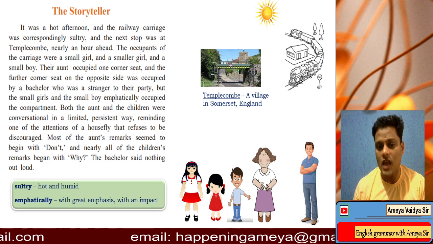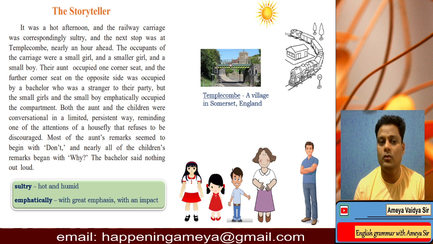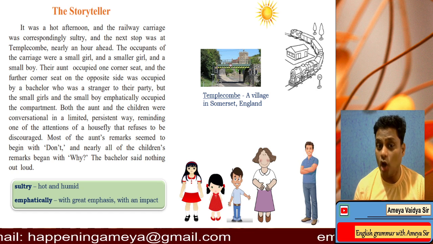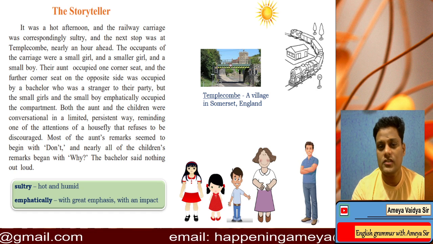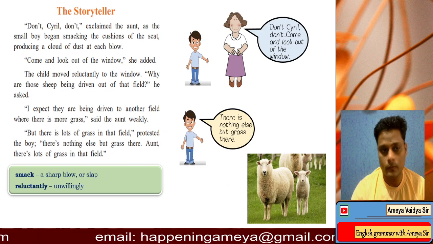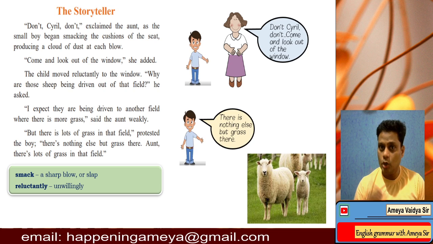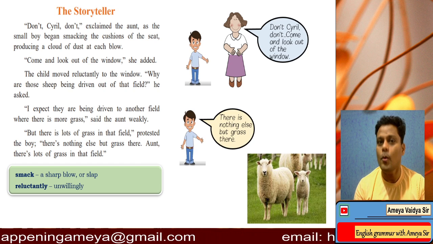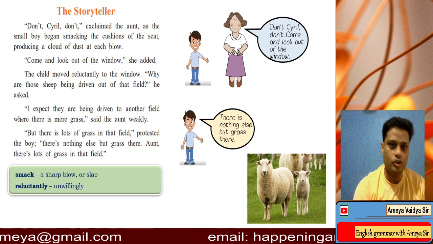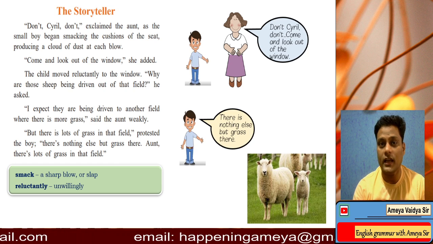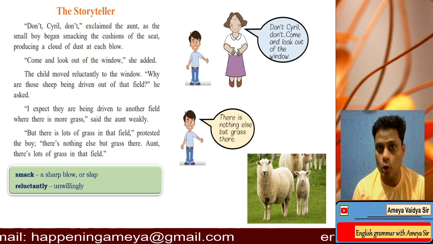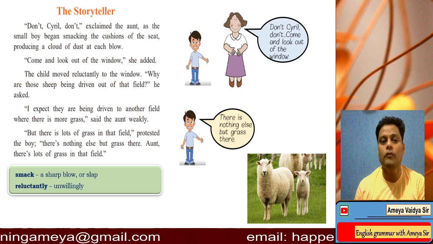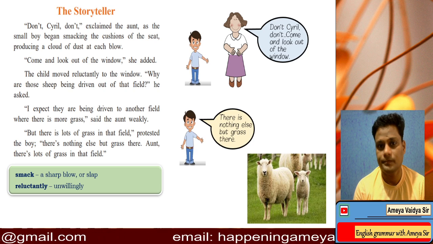Most of the aunt's remarks seemed to begin with "Don't," and nearly all of the children's remarks began with "Why." The bachelor said nothing out loud. "Don't, Cyril, don't," exclaimed the aunt, as the small boy began smacking the cushions of the seat, producing a cloud of dust at each blow. "Come and look out of the window," she added. The child moved reluctantly to the window.